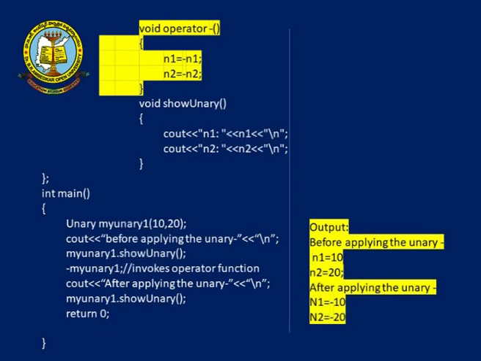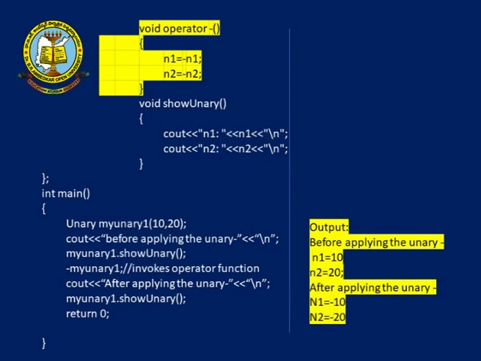And see, here we are displaying what the values are in the my unary 1 object before applying the overloaded unary minus, and after applying the overloaded unary minus. Before applying this unary minus, to see what is there in my unary data members, I am invoking show unary, and my unary 1.show unary will automatically display. So in this output before applying the unary minus, the n1 and n2 values are 10 and 20 respectively, because we haven't applied the overloaded unary minus yet.